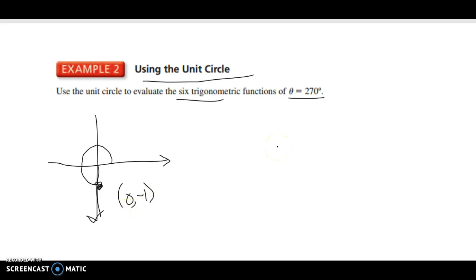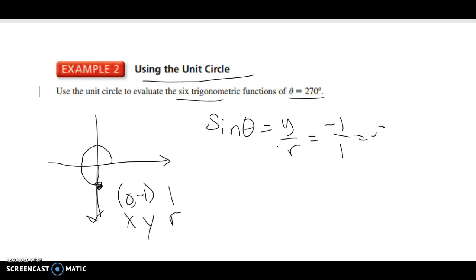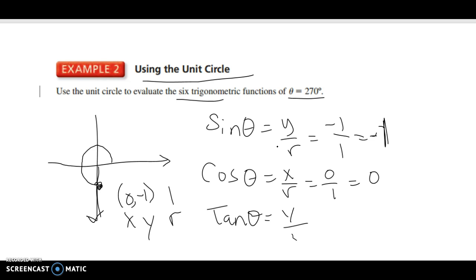So now let's evaluate the 6 trig functions. 0 is our x-coordinate, the -1 is our y, and the radius everywhere on the unit circle is 1. So sine will be y over r, or -1 over 1, which is just -1. Cosine of the angle is x over r, which we can see is 0 over 1, or just 0. Tangent is y over x, which would then be -1 over 0. 0 in a denominator makes no sense. It makes it an undefined value.